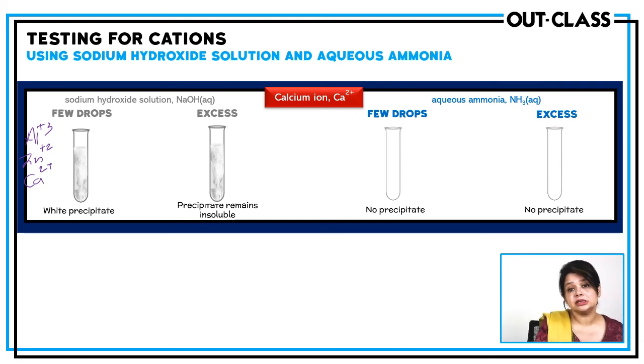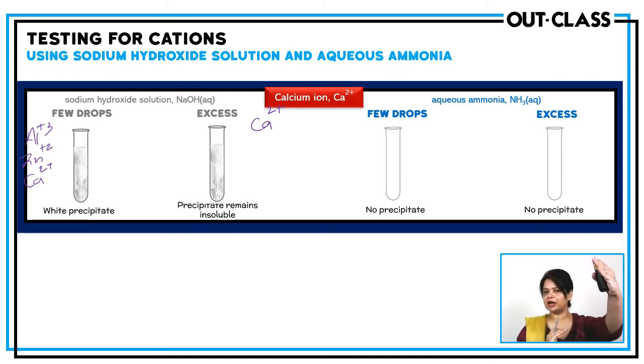When you add excess of sodium hydroxide and the precipitate remains insoluble, it means calcium ions are present, because both aluminium ion and zinc ion are soluble in excess of sodium hydroxide, as you have seen in the previous slide. So remember, with sodium hydroxide we can easily differentiate calcium ion from zinc and aluminium ion.